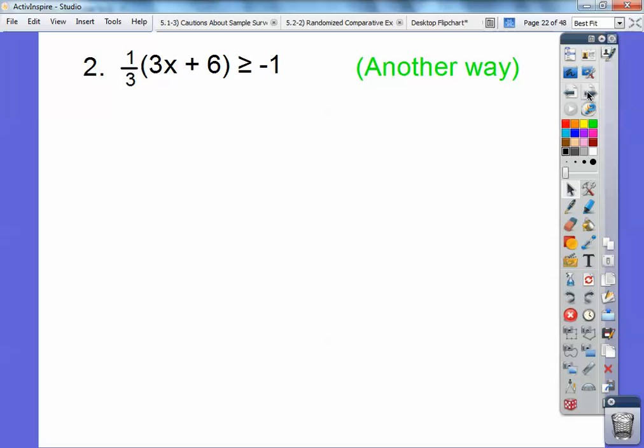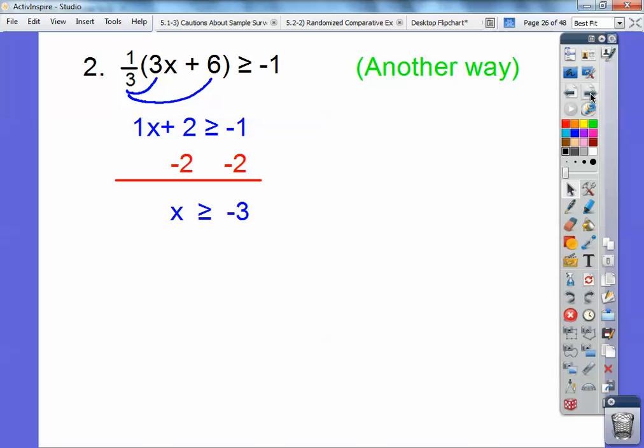So here we go. I'm going to show you another way first before we graph it, you guys. Another way is this: since it's one third, I can take one third of 3 easily, and I can take one third of 6 easily. I can distribute that one third through, and one third of 3 is 1, and one third of 6 is 2. So I think this is the quicker way if you can distribute that through, no problem. Go ahead and subtract 2, and you get x greater than or equal to negative 3.